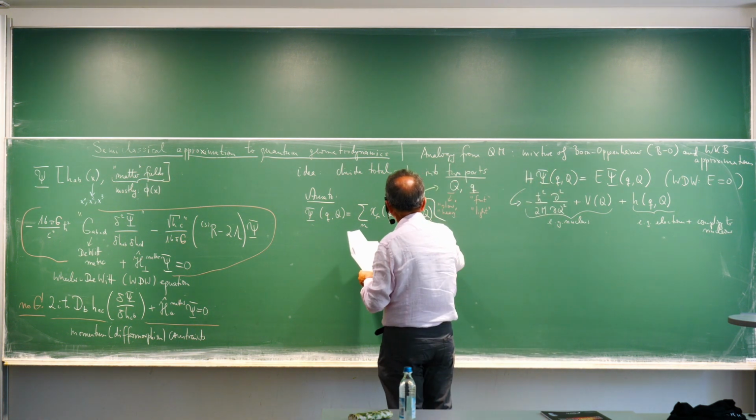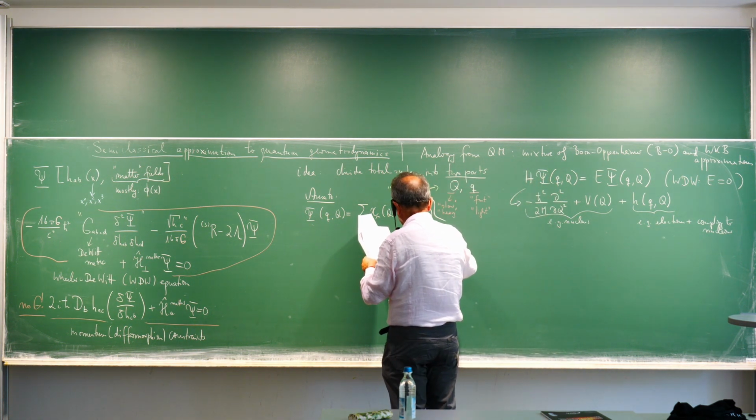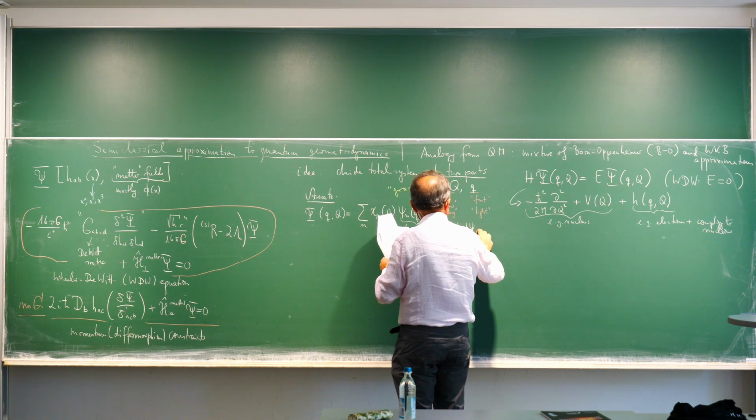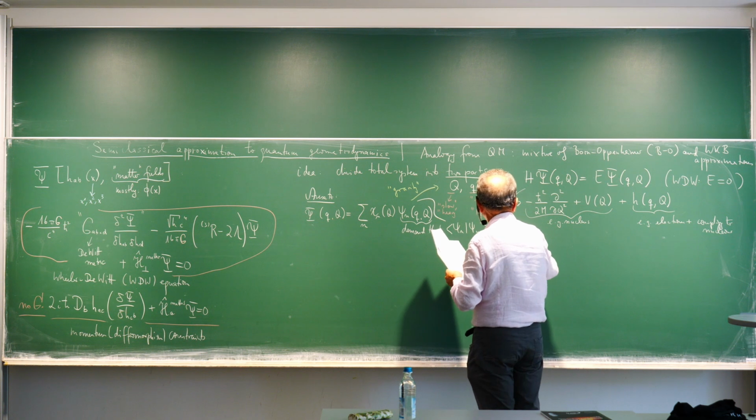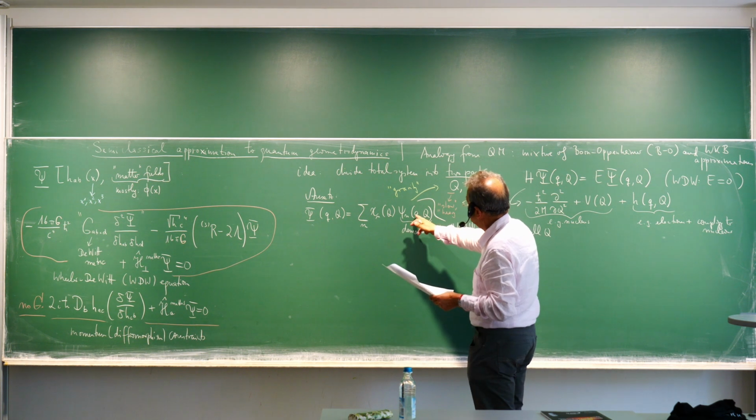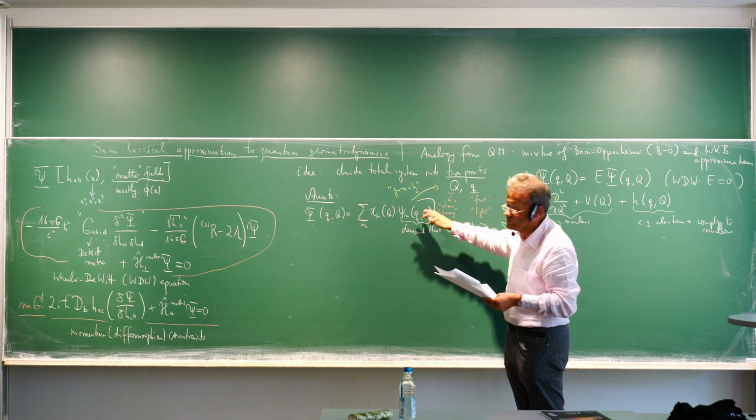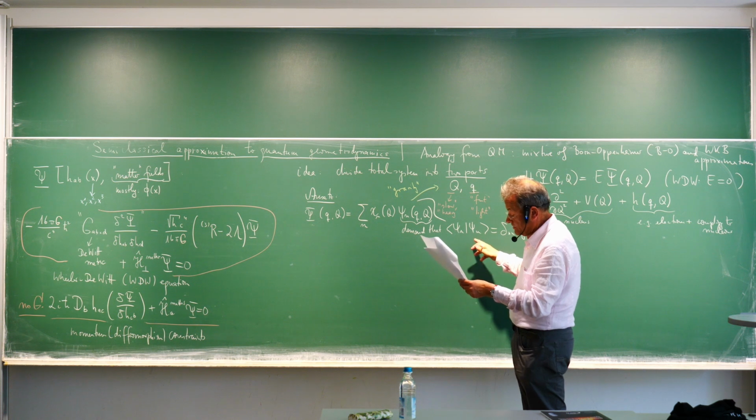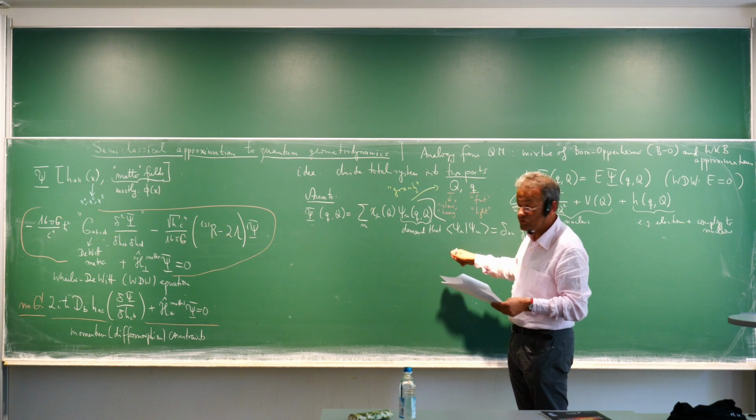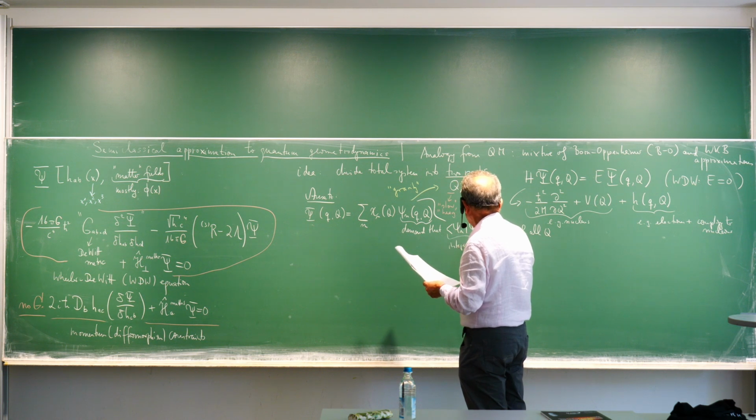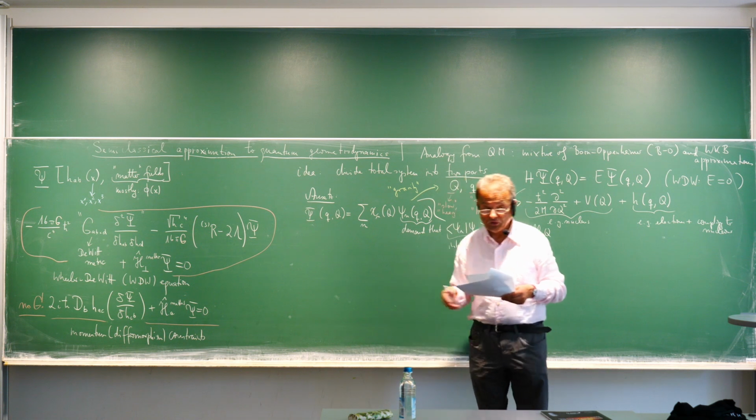So we demand that the inner product of psi_n with psi_m is delta_nm for all Q. I mean, these are electronic wave functions, but they also depend on the position of the nuclei. But this inner product is the integration with respect to the small q. The inner product with respect to q.